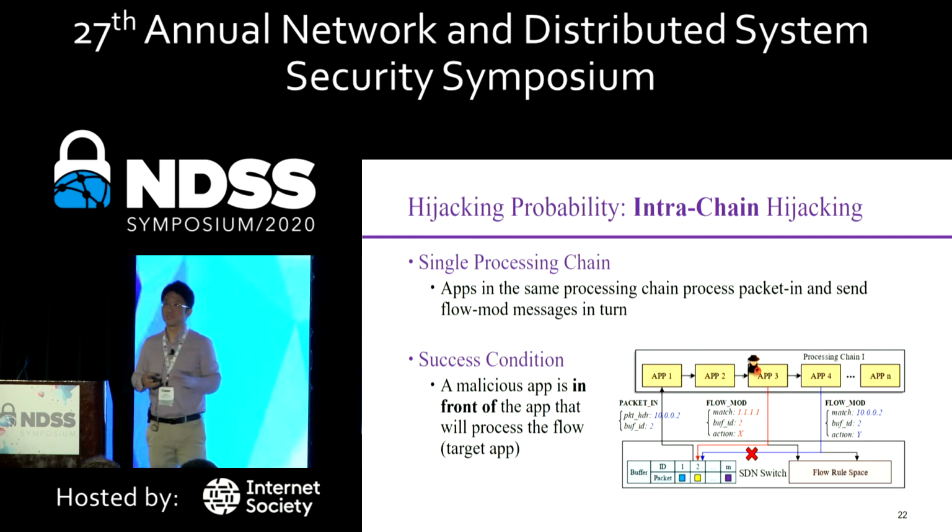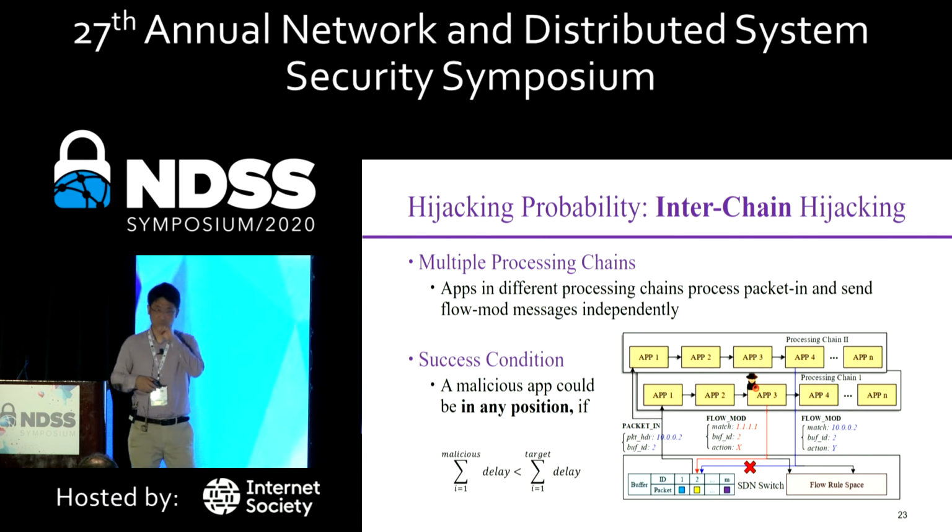The applications in the controller are maintained in processing chains. There could be multiple processing chains. In one chain, if a packet-in message goes through, it will go through all these apps in turn, one by one. So if there's only one such chain and this malicious app is sitting before the target app, then we can guarantee its flow mod message can arrive at the switch before the flow mod from the target app. So what if there are multiple chains?